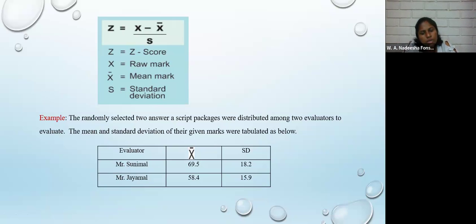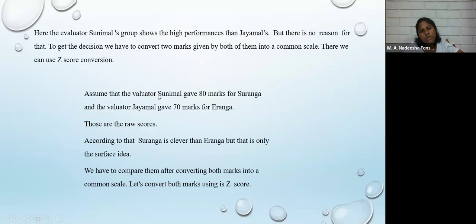There, you randomly select one paper from Mr. Sunimal's pack and one paper from Mr. Jayamal's pack. According to the selected papers, Mr. Sunimal gave 80 marks to Suranga, so Suranga is in Sunimal's pack. From Jayamal's pack, Eranga got 70 marks. Now we have two raw marks: from Mr. Sunimal 80 marks and from Mr. Jayamal 70 marks. By looking at this raw data, we can see that Suranga is better than Eranga.